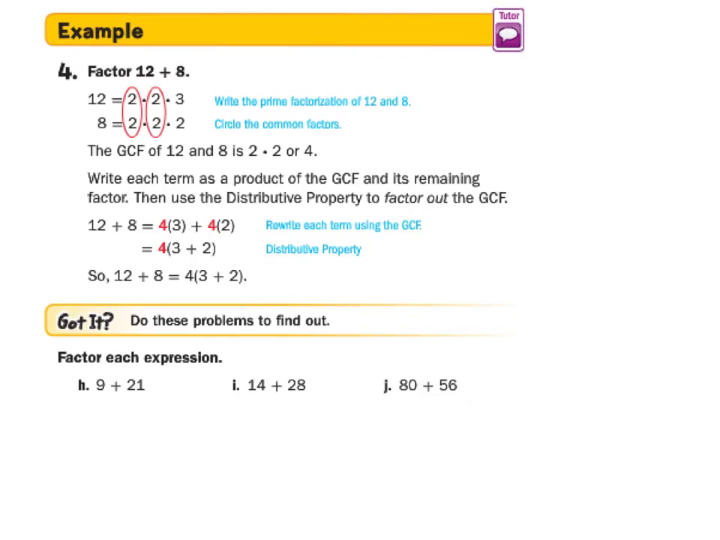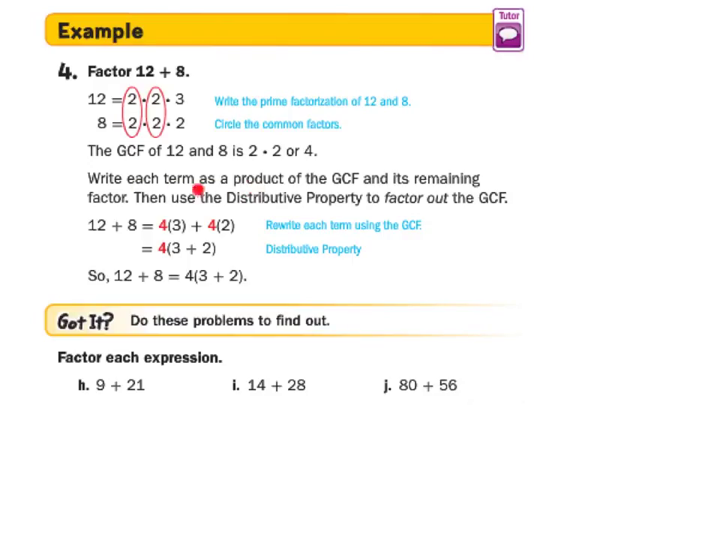So if we have 12 plus 8, we know the prime factorization of 12 would be 2 times 2 times 3, because 2 times 2 is 4, 4 times 3 is 12. And we can factor the 8, which is 2 times 2 times 2. 2 times 2 is 4, 4 times 2 is 8. So they have these 2 sets of 2's in common. So the greatest common factor of 12 and 8 is 4, which we have done many times this year with our fraction unit.